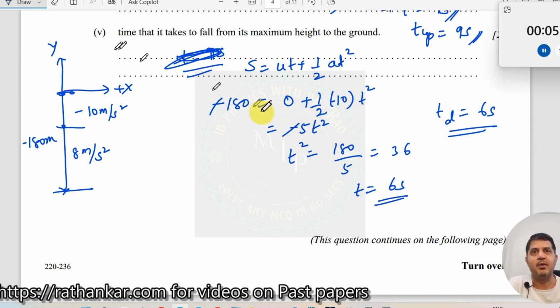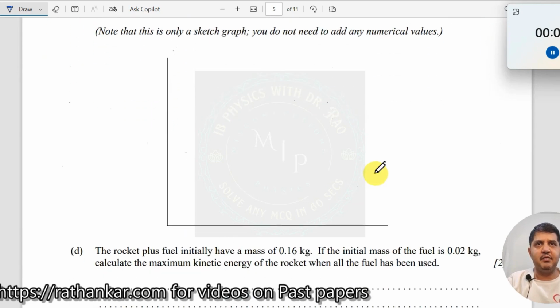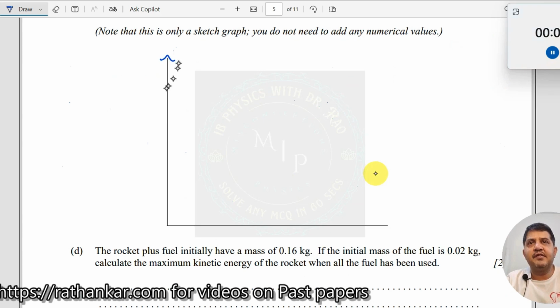Okay, now on the axis below, sketch graphs to show how the GPE and the kinetic energy of the rocket vary as it moves from the ground to the maximum height. What we will do is, let us first put the scales. Whenever you are doing a graph, put the scales, put the axis first. So this should be your potential energy and kinetic energy variation, and this should be your height.